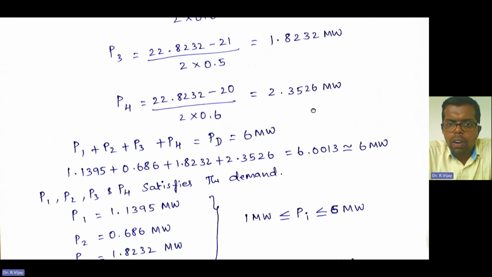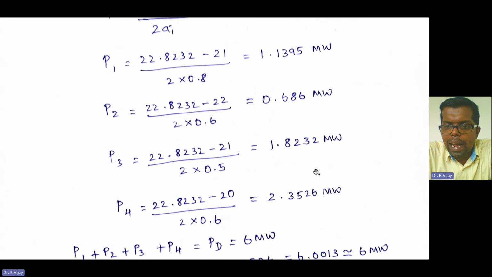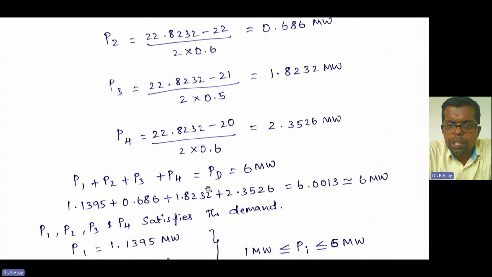Now you need to check for the demand. So P1, P2, P3, and P4, we got the answers like this. You just substitute them into the demand equation.